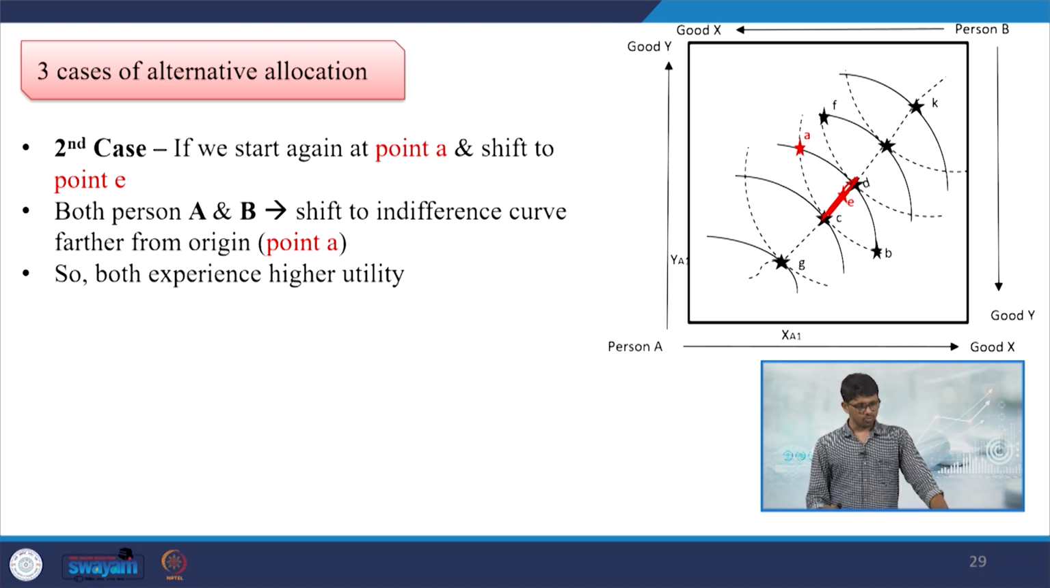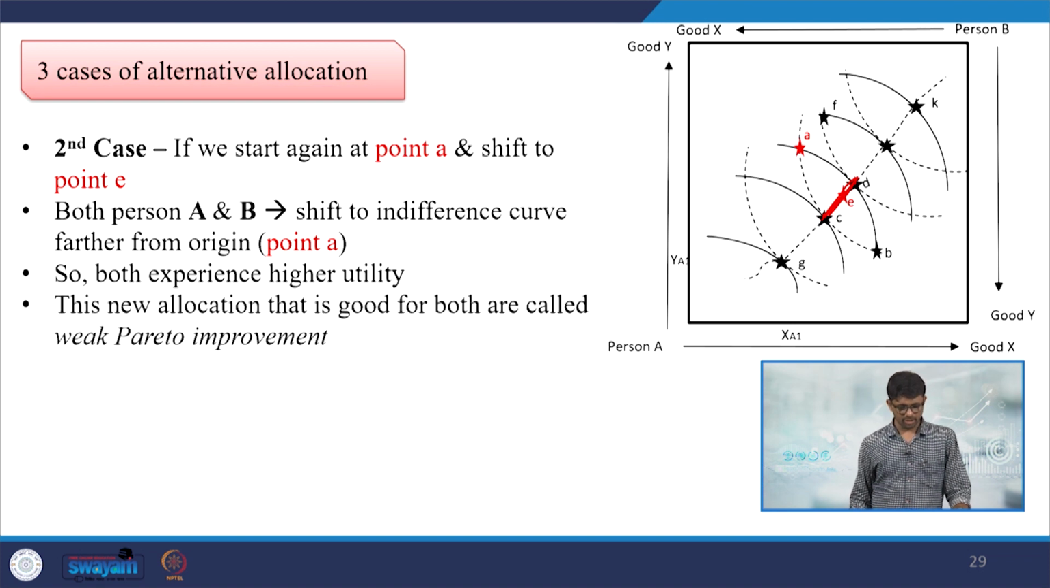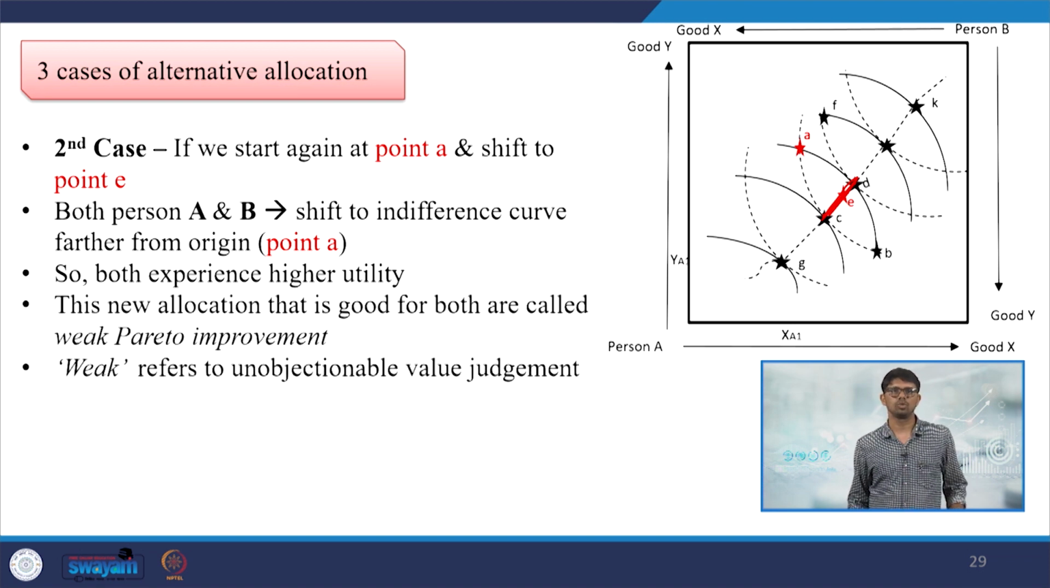So, for both person A and B, there will be a shift to the indifference curve further from the origin, that is point A. So, both experience higher utility, and this new allocation that is good for both is called weak Pareto improvement. If we are highlighting point E, for A we have already discussed the highest one, and for B we have discussed this, and accordingly we plotted two points and tried to see that these two points are actually indifferent.